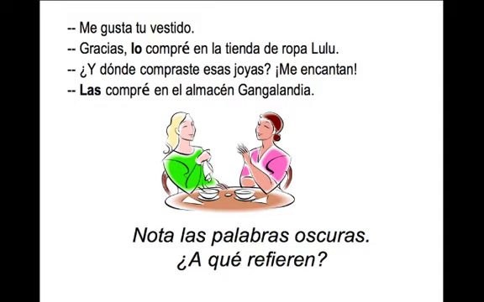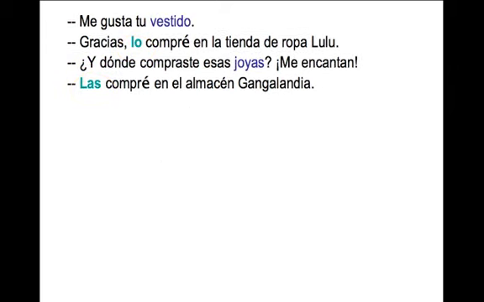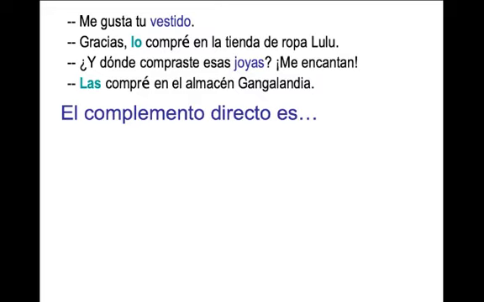So notice the dark shaded words, and what do you think they refer to? When we look at this conversation again, first of all, let's look at what is the complemento directo. El complemento directo es el objeto de la frase. It's the object of a sentence. And so these blue words, vestido and joyas, are what they're talking about.